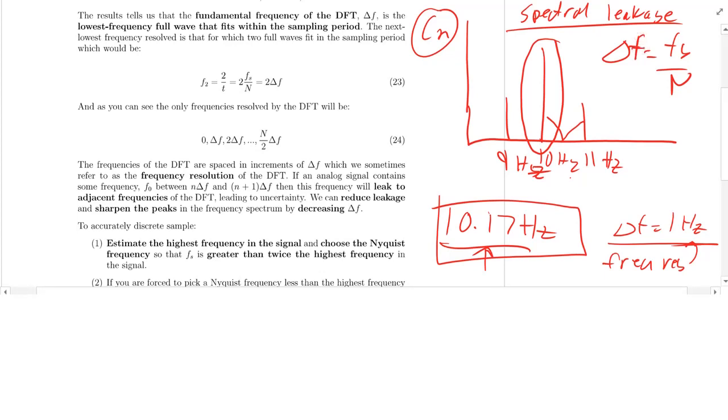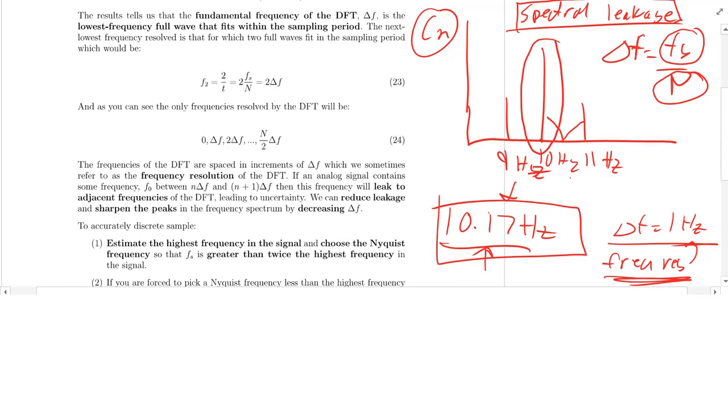So if we want delta F to be as small as possible, we need to make sure your sampling frequency is high enough to avoid aliasing, but we need our number of points to be as large as possible. That's really going to shrink our resolution. But again, the sampling frequency has to make sure that there's no aliasing. So it's this mix: we have to make sure there's no signal aliasing, but we want our frequency resolution to be as small as possible so we can pick up as many frequency contributions as we can, and avoid this concept of spectral leakage.